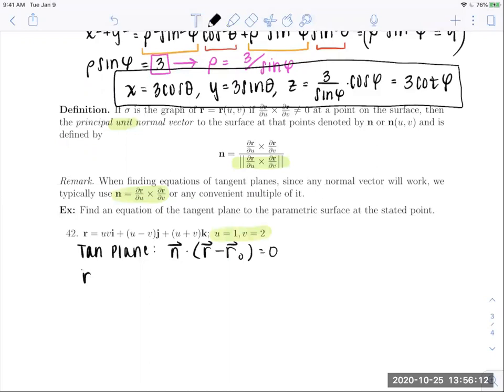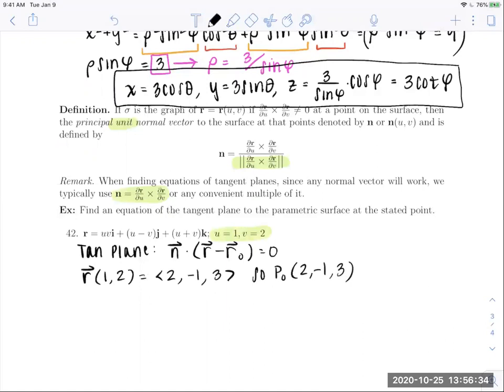So let's go ahead and find r of 1, 2. That's going to be 2 in the i hat, -1 in the j hat, and 3 in the k hat. So I'll just note here my point.